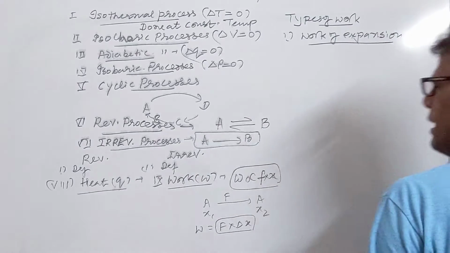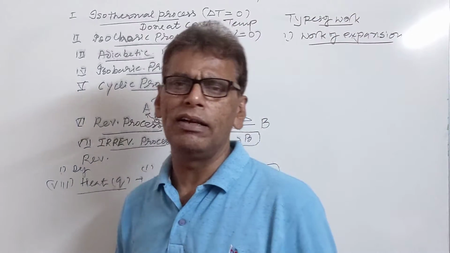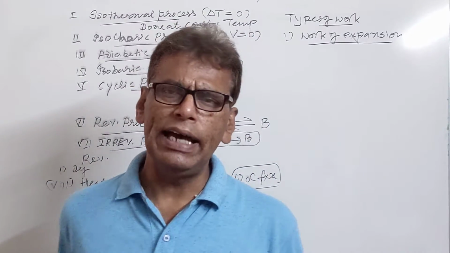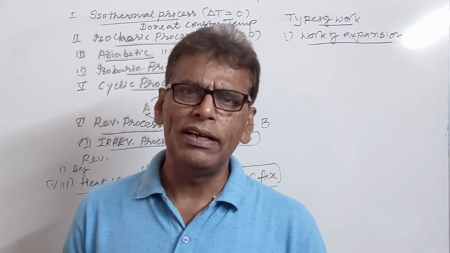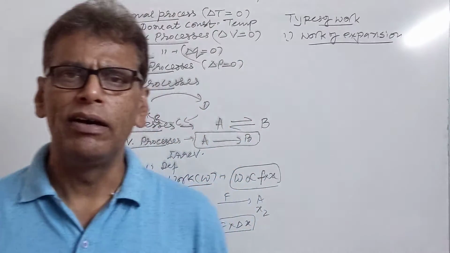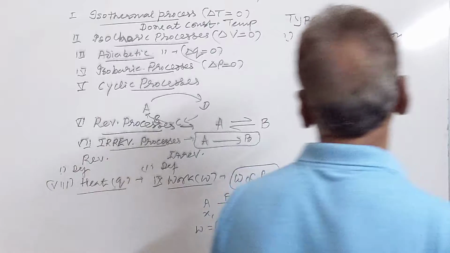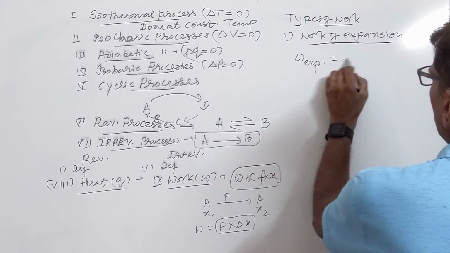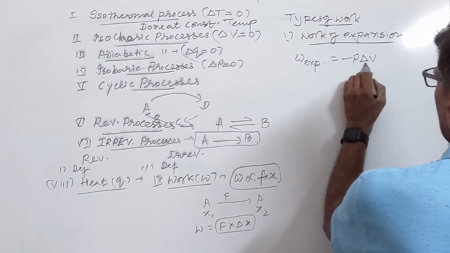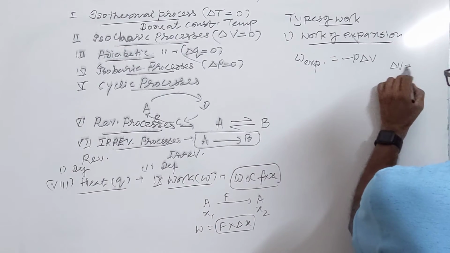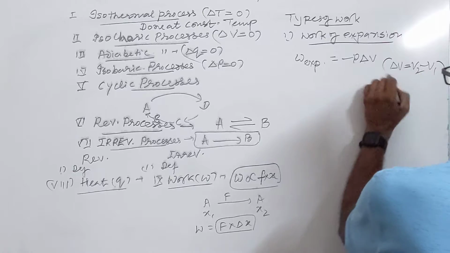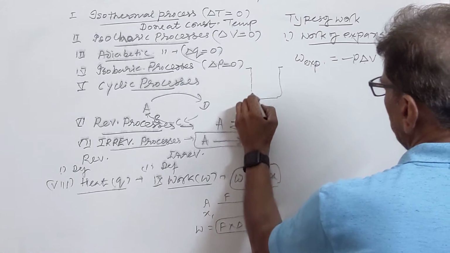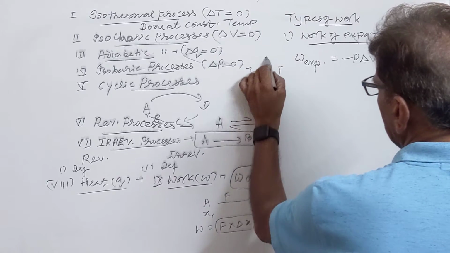If a gas is contained in a frictionless piston fitted to a cylinder, and then some energy is given to the gas, then the gas will absorb that energy and try to expand, and this is called work of expansion. It is given by minus P delta V, that is change in volume. Delta V is V2 minus V1, and P is the external pressure against which the gas tends to expand. This is the piston.